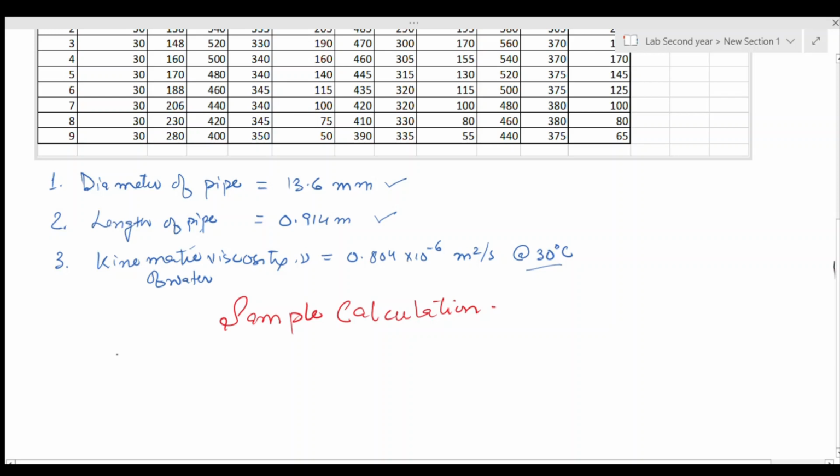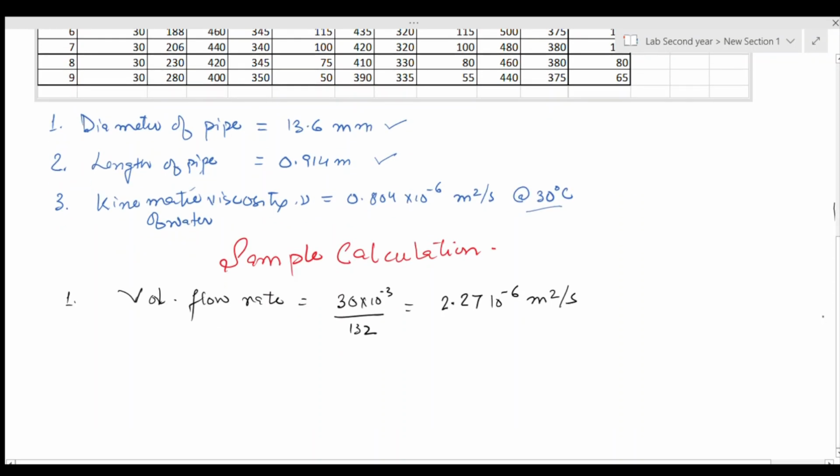Okay. So first of all, we would find the volume flow rate. That would be the overall volume which we have taken divided by the seconds it took to fill that volume, and you would get 2.27 times 10 to the power minus 4 meters cubed per second. Now to find velocity, we just need to divide this by the area of the pipe.